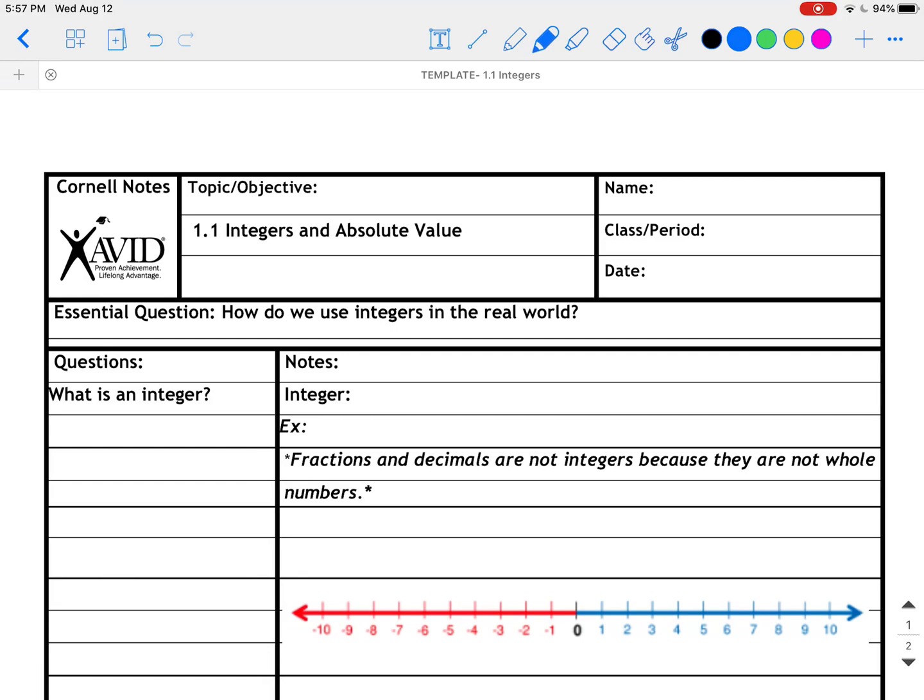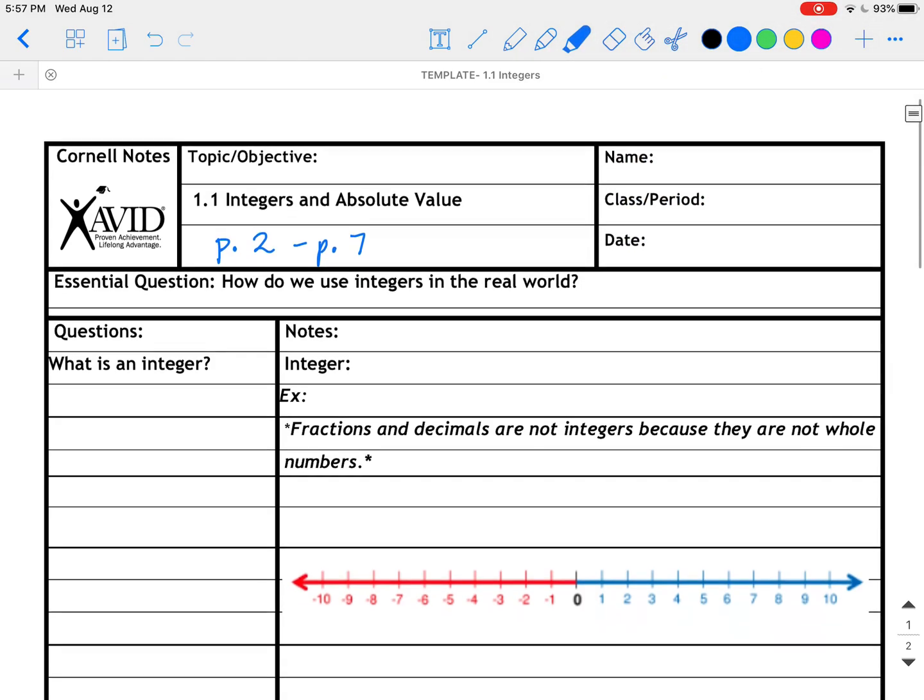Now before we get started, make sure you have your notebook out ready to take notes as well as something to write with. If you need to reference this at all, it will be located on page 2 to page 7, which is section 1.1 in your textbook. And remember, at any point you can always pause or rewind the video if needed. All right, let's get started.